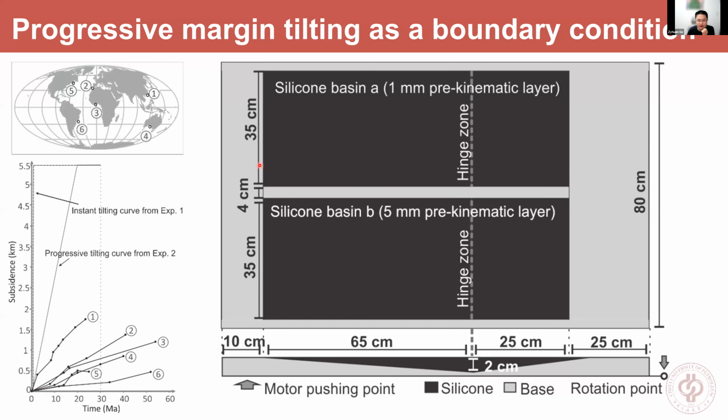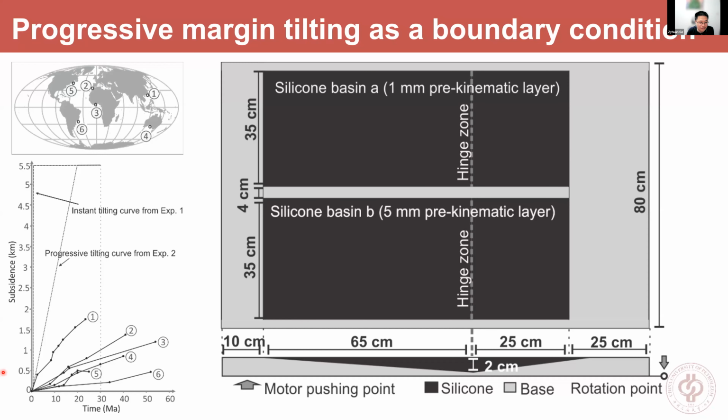The models are designed like this. Essentially, we have a silicon basin here with a double wedge shape, and in this panel we have two silicon basins, so we can model two different models in one run. The only difference between the two silicon basins is that one has 1 millimeter per kinematic layer and the other has 5 millimeter per kinematic layer. I'll just show you the results from the 1 millimeter per kinematic layer model because the two are essentially similar.